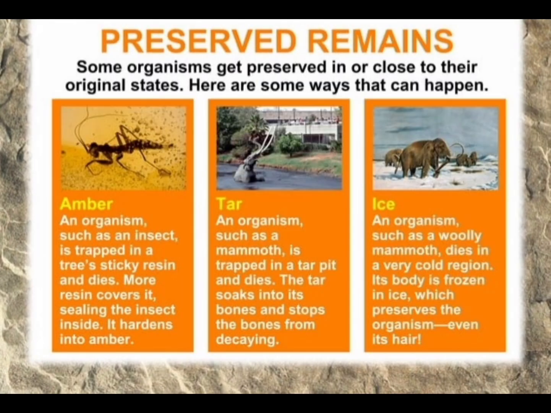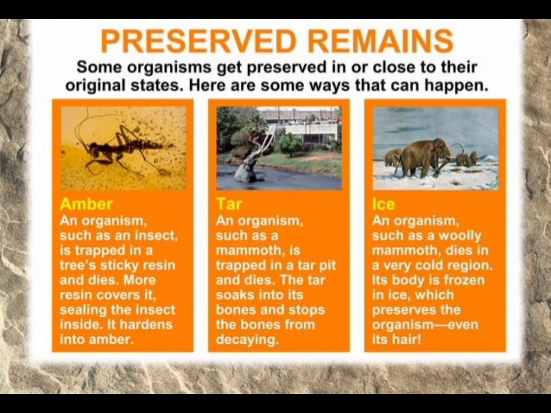Now finally, preserved remains. Some organisms get preserved in or close to their original states. Here are some ways that can happen. Like amber. An organism such as an insect is trapped in a tree's sticky resin and dies. More resin covers it, sealing the insect inside. It hardens into amber.